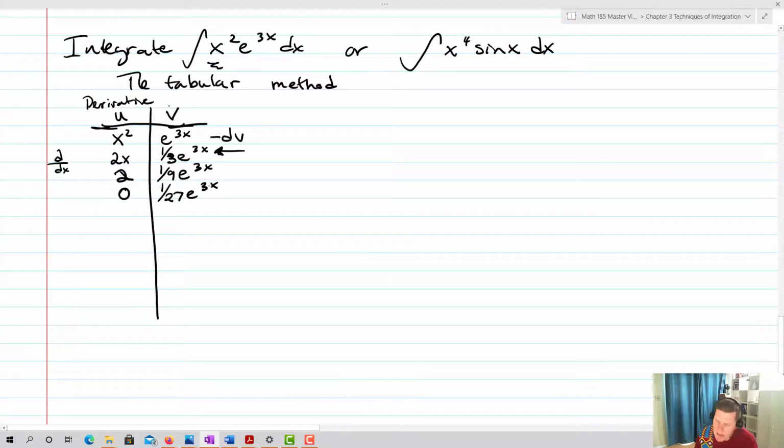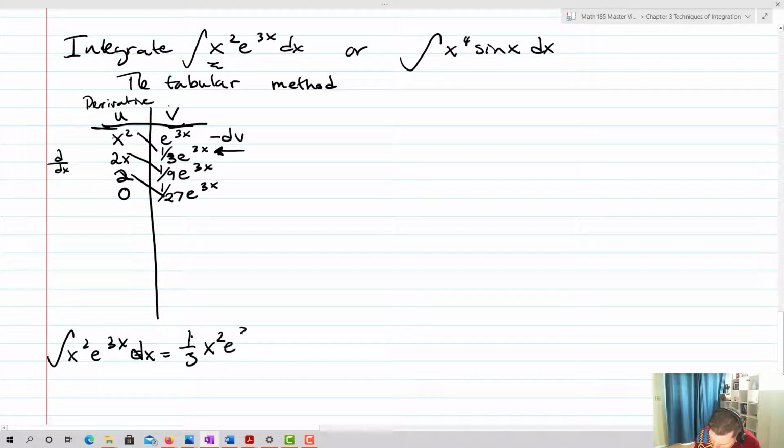So what this ends up giving me is all of my UVs, all the values that I had before. All I need to know now is that the signs are going to be switching, they'll switch off each and every time. So the integral of x squared e to the 3x dx is equal to this first UV, so that's 1/3 x squared e to the 3x.